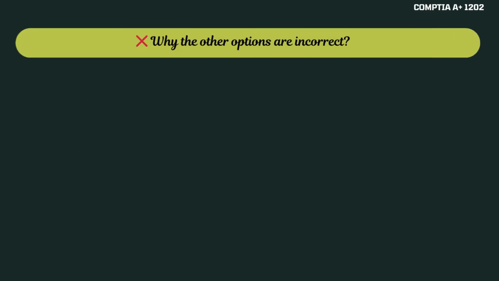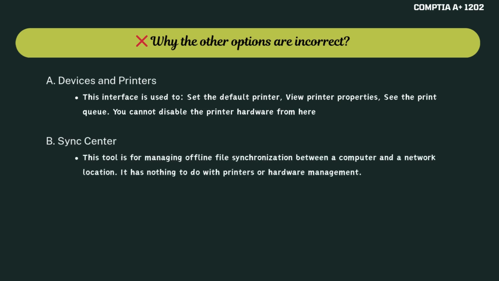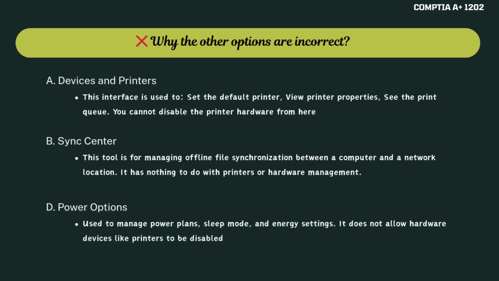Why the other options are incorrect? A. Devices and Printers. This interface is used to set the default printer, view printer properties, and see the print queue. You cannot disable the printer hardware from here. B. Sync Center. This tool is for managing offline file synchronization between a computer and a network location. It has nothing to do with printers or hardware management. D. Power Options. Used to manage power plans, sleep mode, and energy settings. It does not allow hardware devices like printers to be disabled.